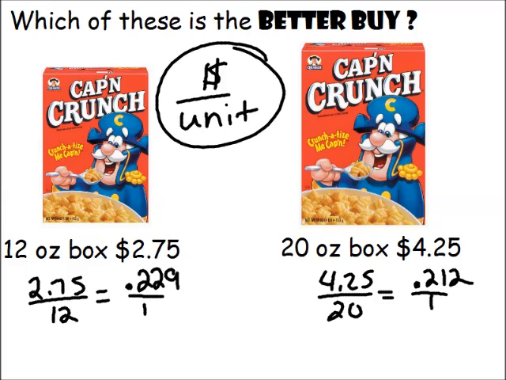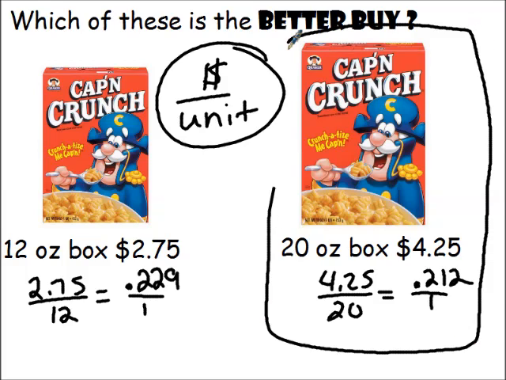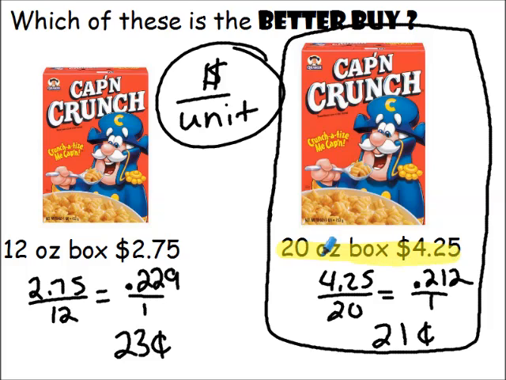Remember, the lower price is the better buy, so the lower price would win. This one comes out to 21 cents, while this one comes out to, it would round up to 23 cents. So 21 cents per ounce will win. The 20-ounce box for $4.25 is the better buy.